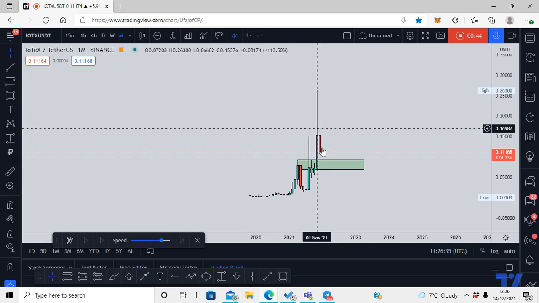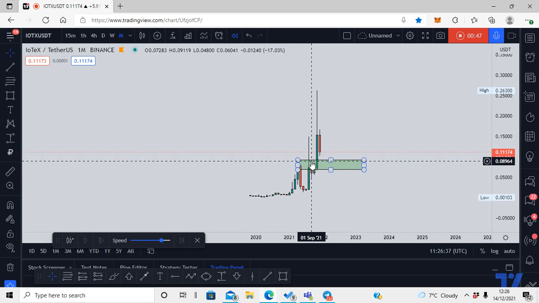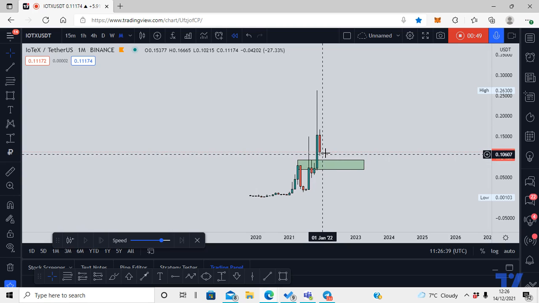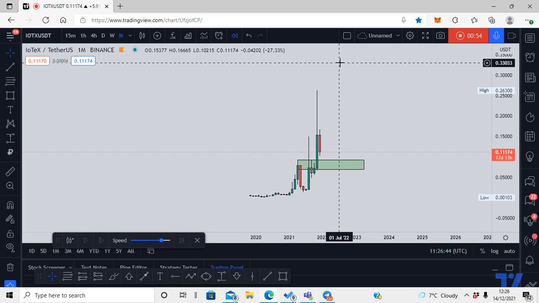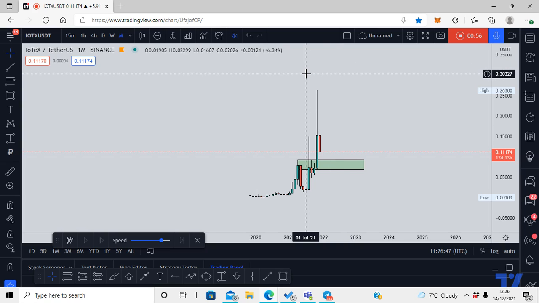As you all know, after an impulse, the market makes a correction to retest previous resistance as new support and gather the liquidity in this area before potentially making the continuation to the upside.